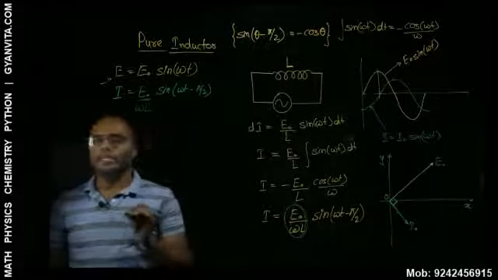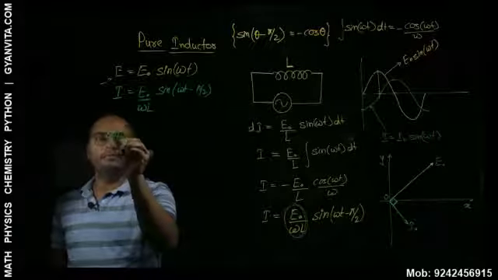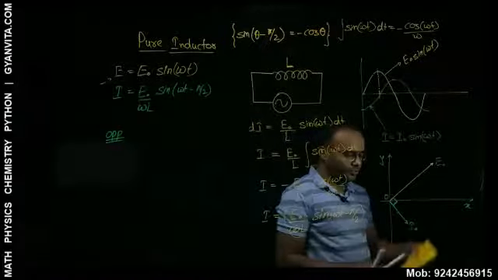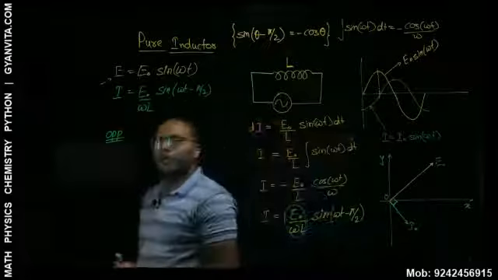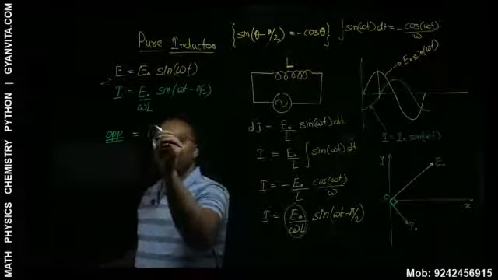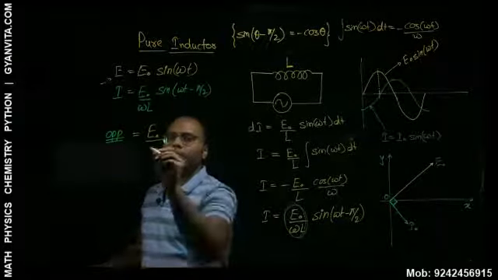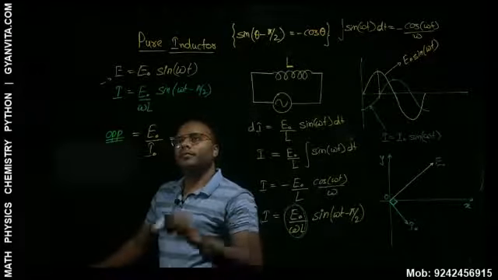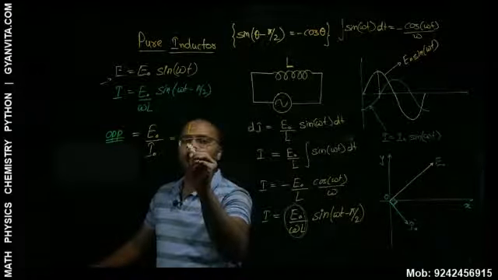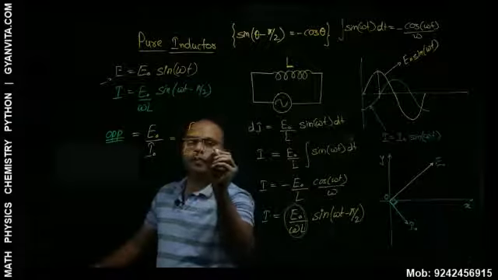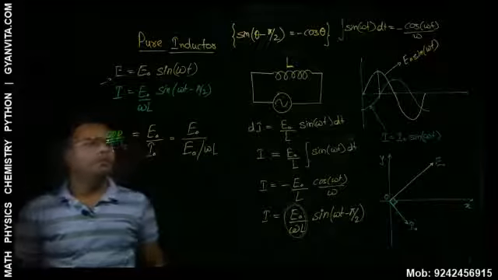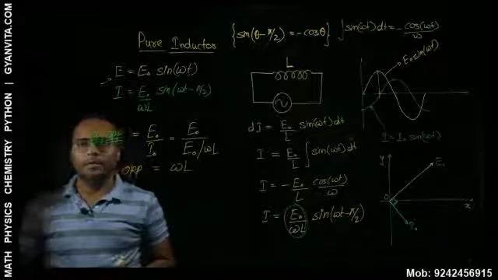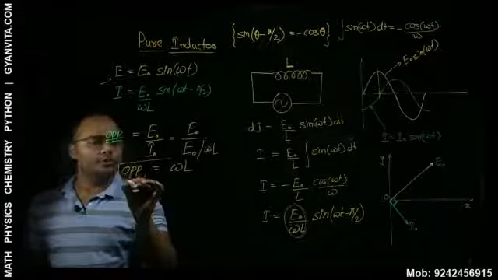As I said, just like we derived the opposition offered by a resistor, opposition is nothing but the maximum EMF divided by the maximum current, and that is equal to E naught divided by E naught over omega L. So this opposition is equal to omega L. So omega L is the opposition offered.